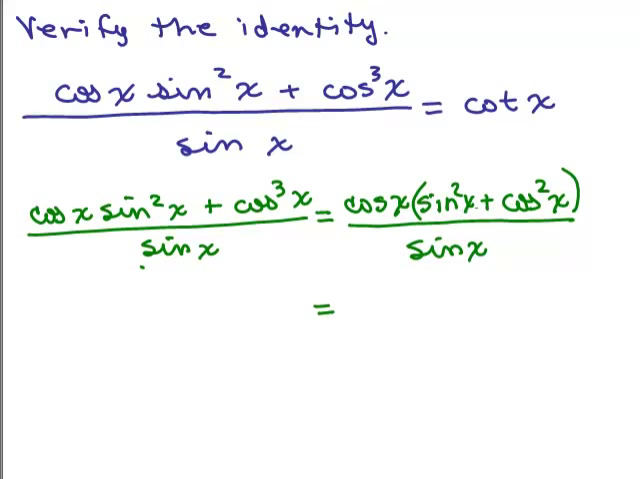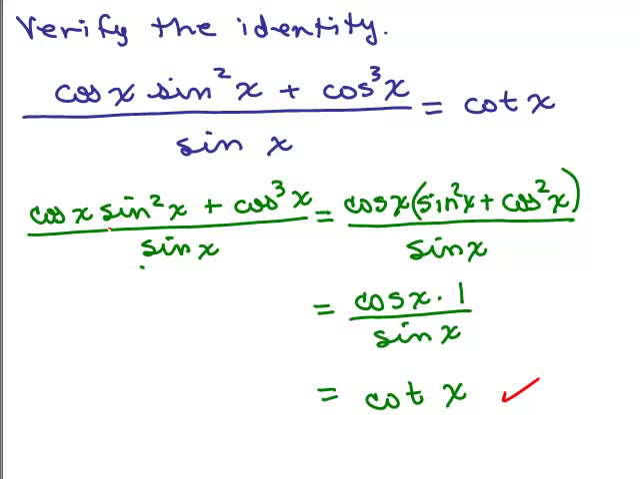Well, hopefully you recognize sine squared x plus cosine squared x as the Pythagorean identity. That's equal to 1. So what I have is cosine x times 1 over sine x, which is of course just cosine x over sine x. And check it out, that's what we're trying to get to. What is cosine over sine? It's cotangent x. So there we are. We just showed how, starting with one side, we did something to make it look like the other side.